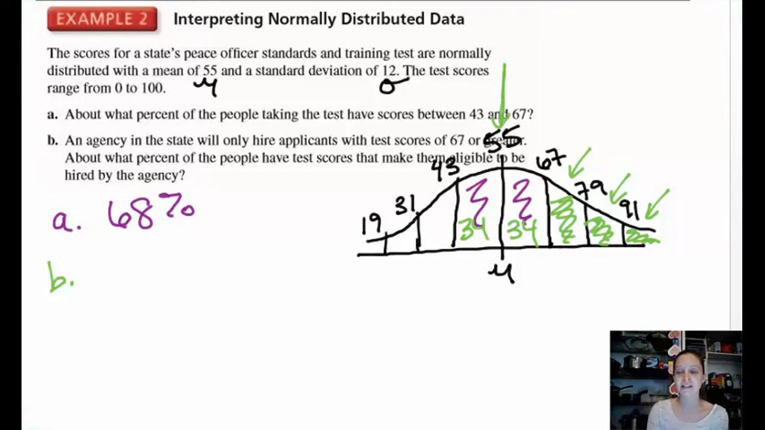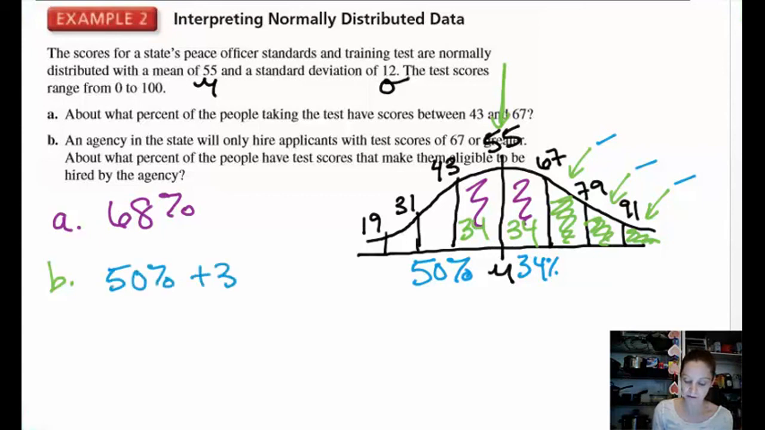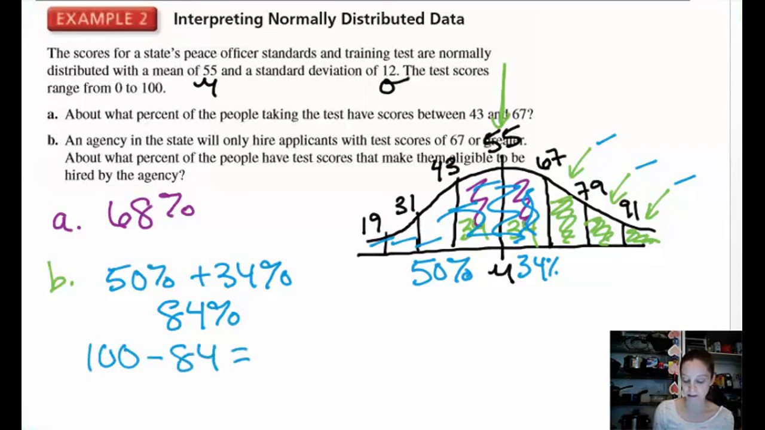The mean, half the data lies on either side of the mean. So there is 50% of the data to the left of 55, and then there's 34% of the data to the right before I get to 67. So instead of adding these three individual percents, I'm just going to take 50% plus 34%, which is 84%. And I know that's the wrong side of the information. That's the area under this part of the curve. So I'm going to take 100 minus 84 to get 16%. My final answer.